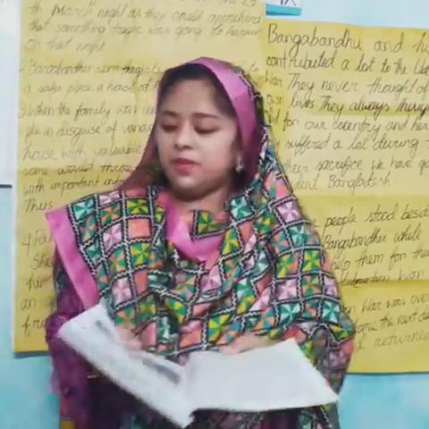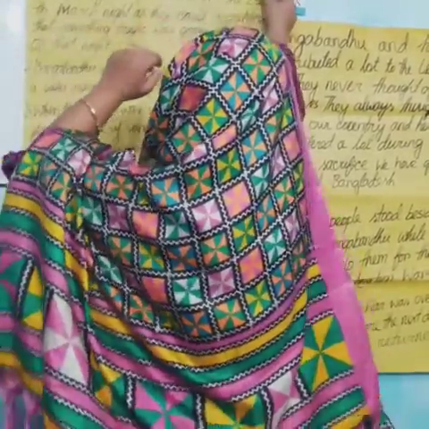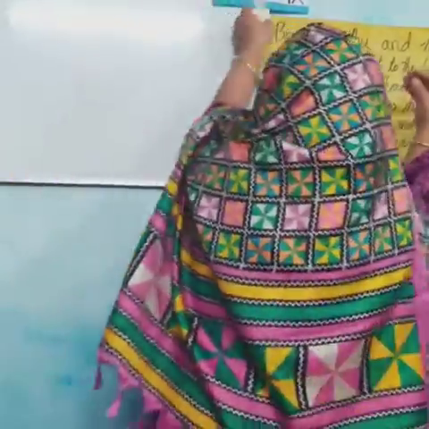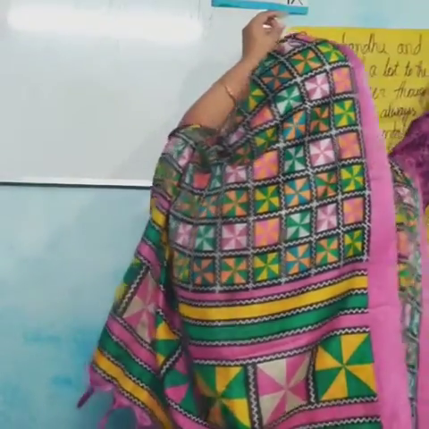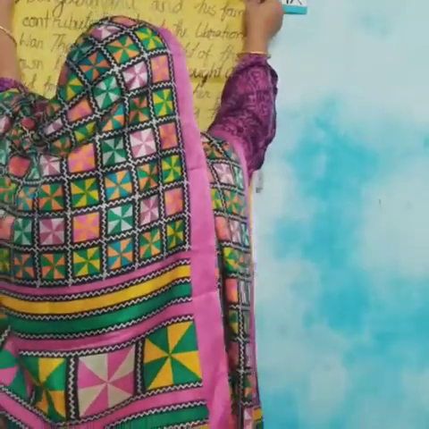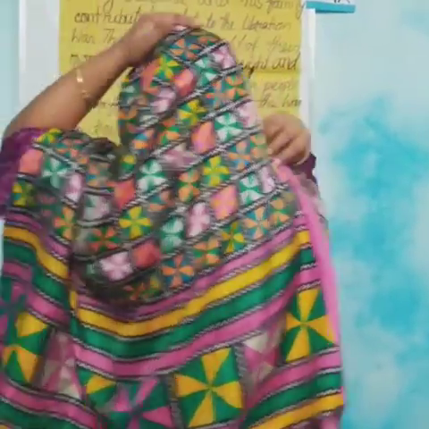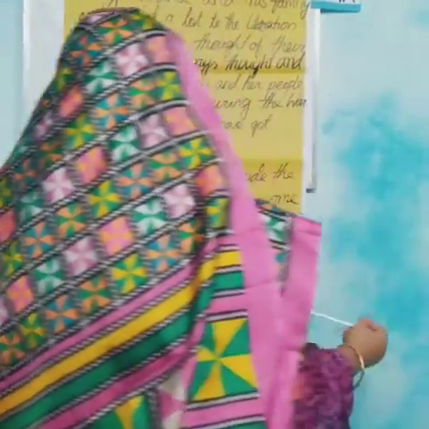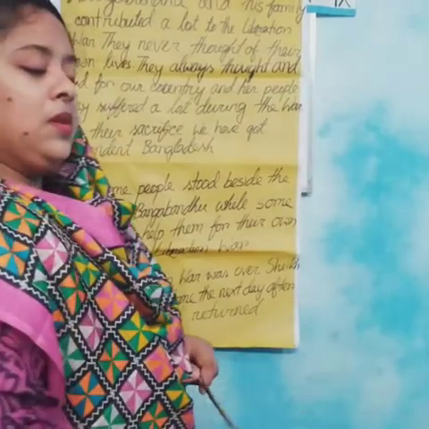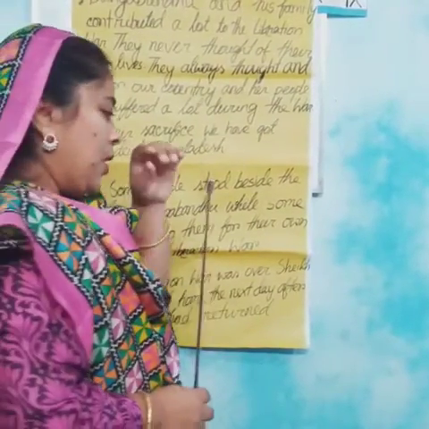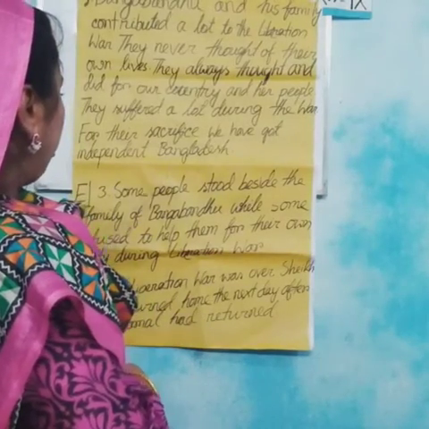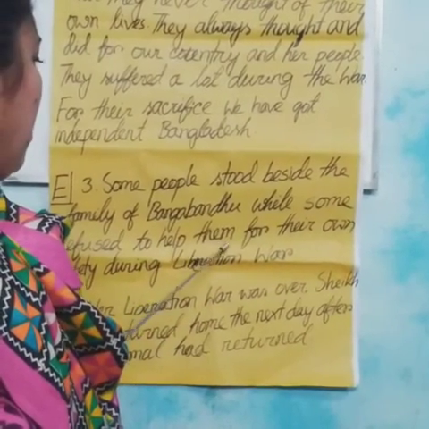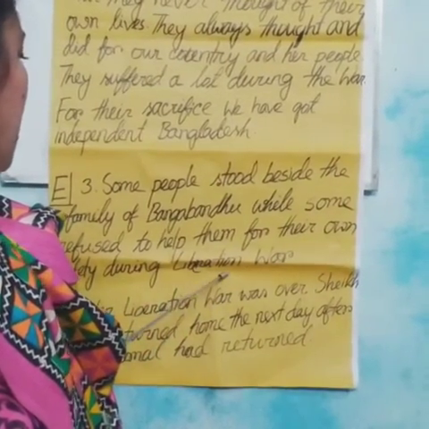My dear student, wait a minute. We can see that the statement is false. So the true statement is some people stood beside the family of Bangabandhu while some refused to help them for their own safety during liberation war.